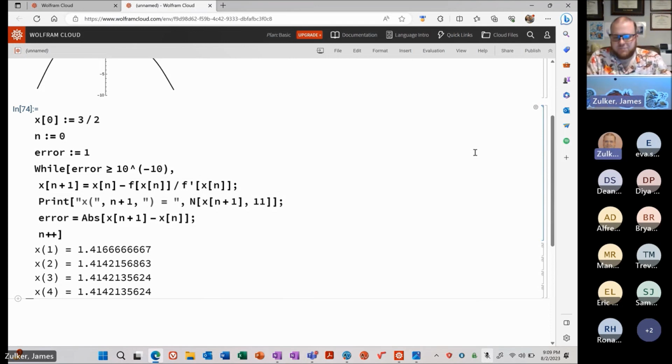So as long as the number you're trying to approximate is the solution, is the root of some function, you can use Newton's method to approximate it within a certain accuracy.